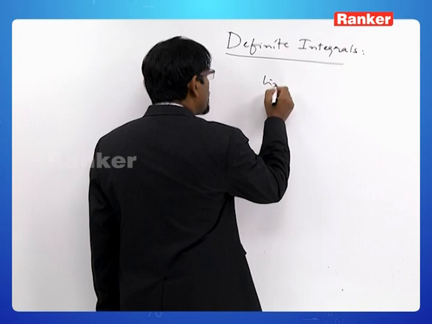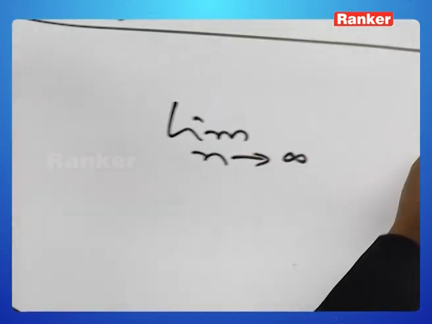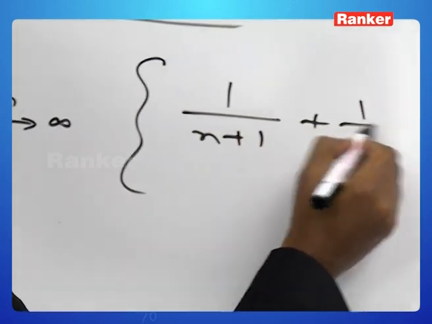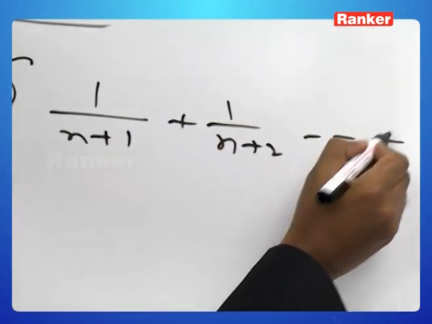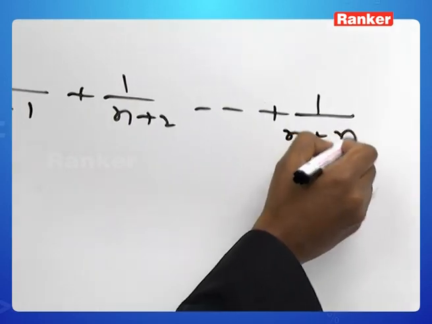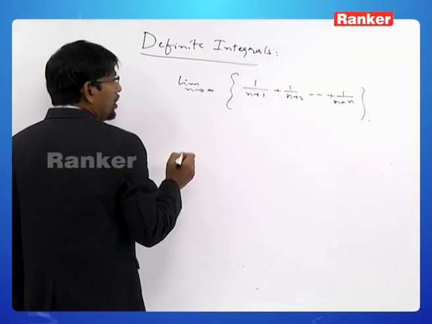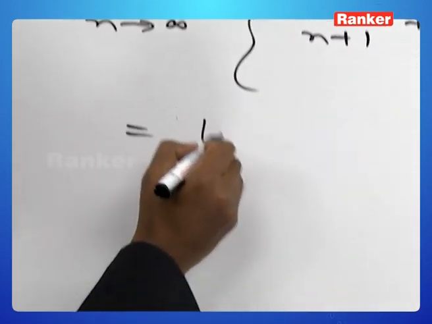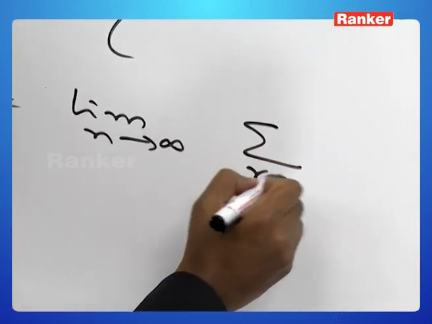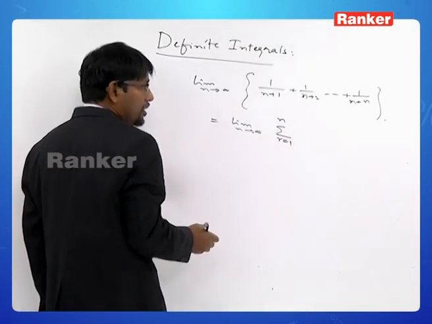What is the question? Limit as n tends to infinity of 1 by n plus 1 plus 1 by n plus 2, and so on up to 1 by 2n. The 2n we can write as n plus n. Now we find a pattern here. It is limit n tends to infinity, sigma r ranging from 1 to n. Let's write the general term.